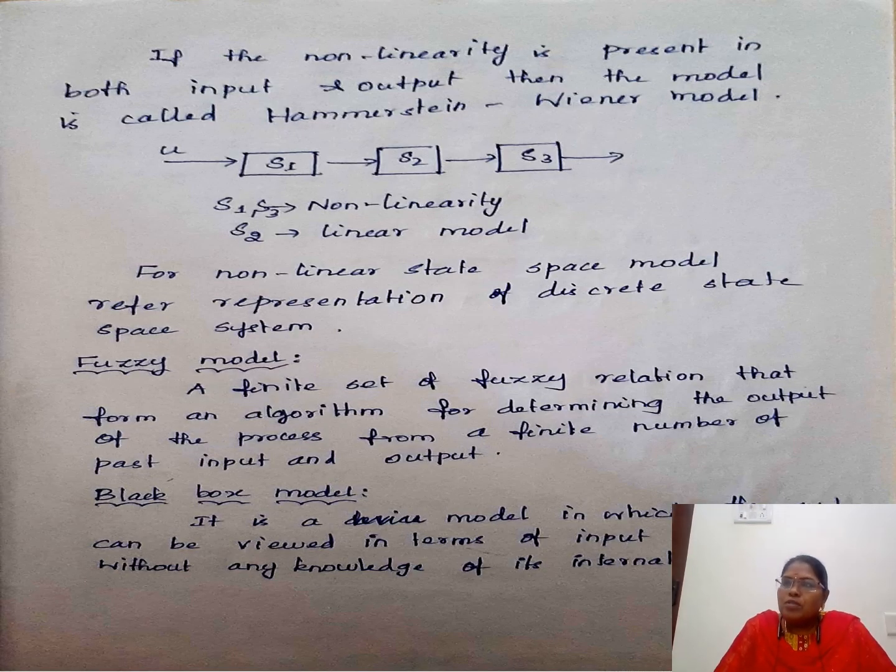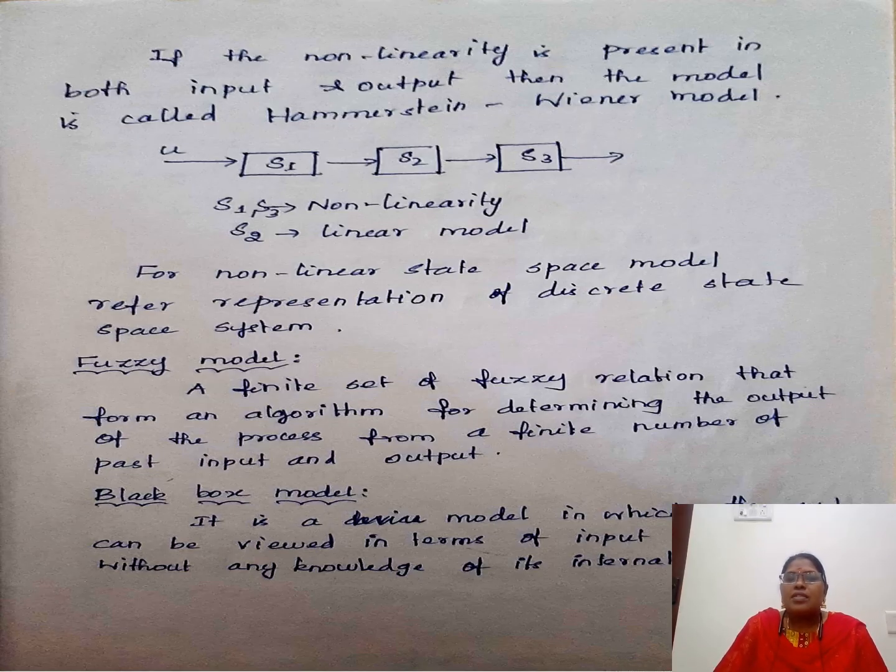If you have both Hammerstein and Wiener, then we call it the Hammerstein-Wiener model. Initially you have the nonlinearity S1, and after the linear model in between, you have the nonlinearity S3 for the Wiener part. The first part together we call the Hammerstein, and the second part together we call the Wiener. That's why this model is called the Hammerstein-Wiener model.